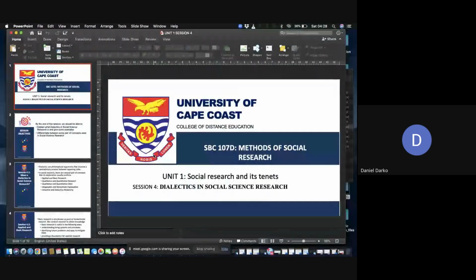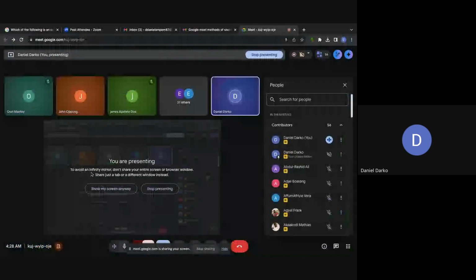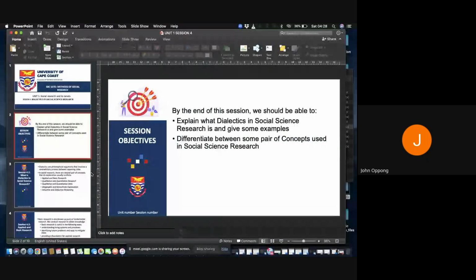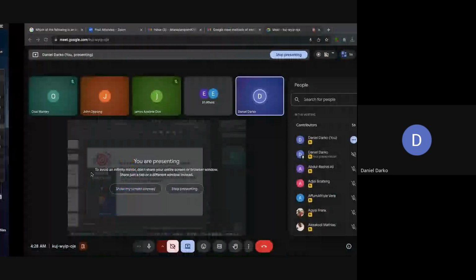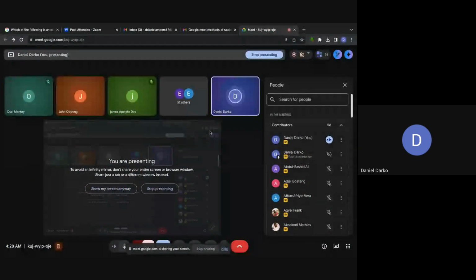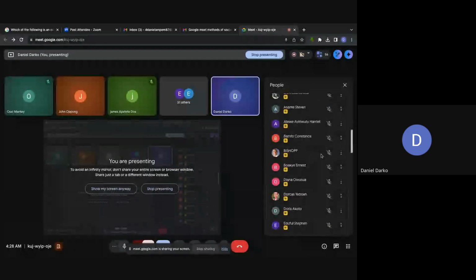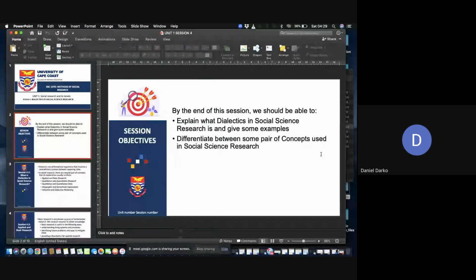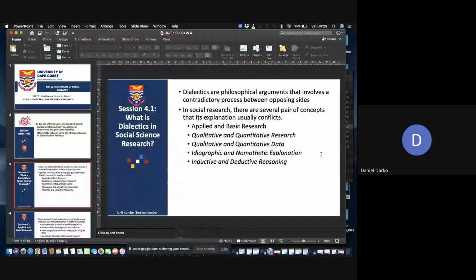Now let's look at the next section on dialectics. Dialectics in social science research. By the end of this session, we should be able to explain what dialectics in social science research is, give some examples, and differentiate between some pairs of concepts used in social research.